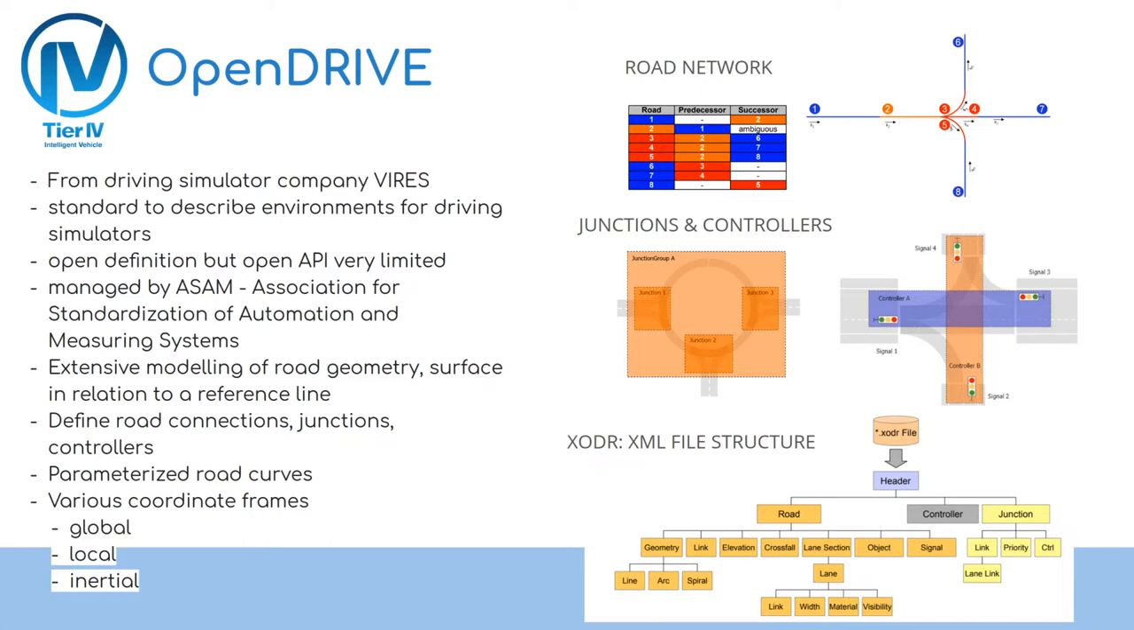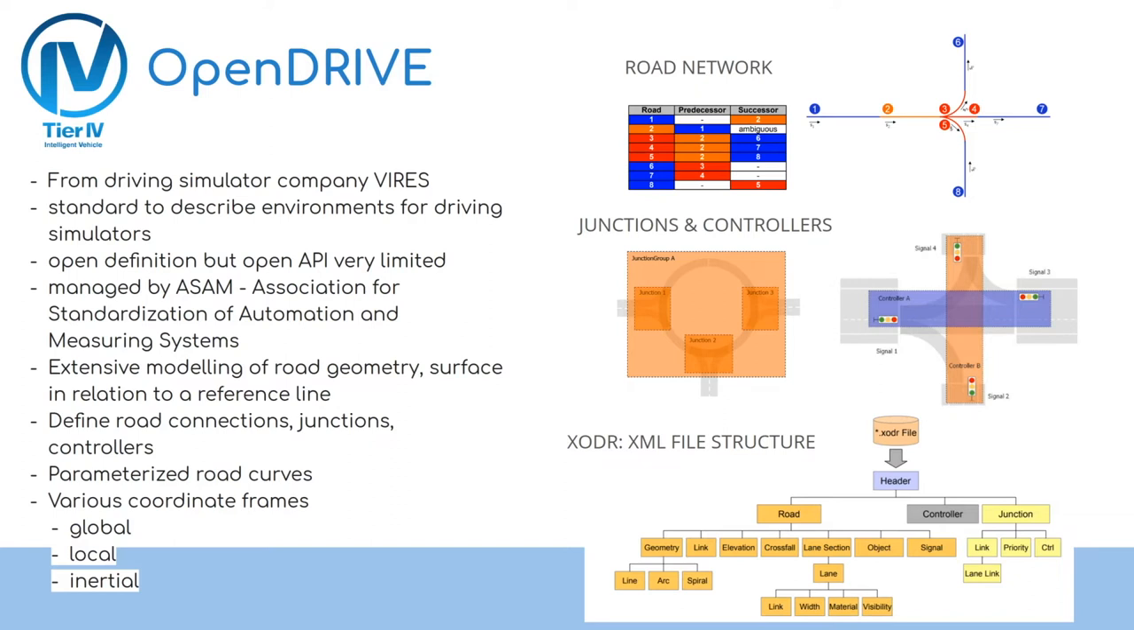The next example of an HD map industry standard is OpenDrive, a map definition format that grew out of the driving simulator company VIRES. They initially defined the format out of a need to share driving simulator environments between simulator platforms. The definition itself is open, but there are very few open source tooling associated with it. A very limited open API is available on the VIRES site.